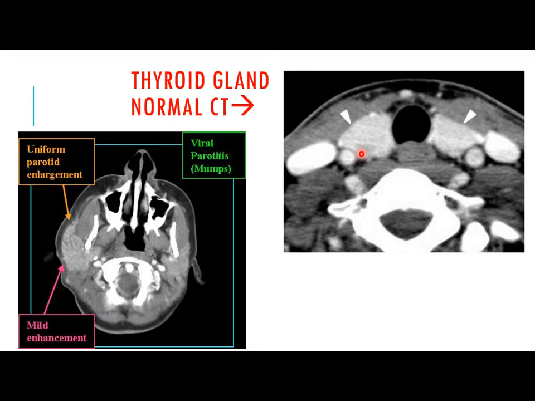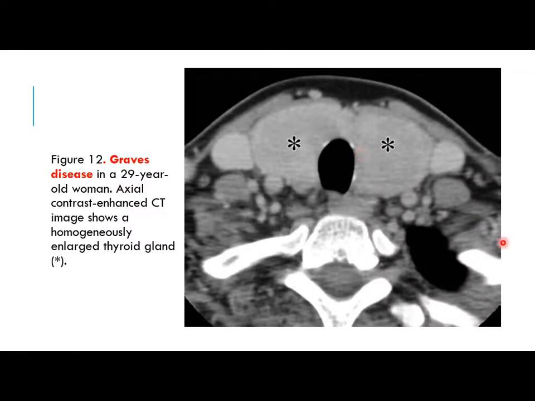For example, diffuse enlargement in case of the goiter, in which the thyroid gland will be homogeneously enlarged and homogeneously enhanced when we give contrast media, and underlying nodules will appear as hypoattenuating nodules. For example, this is a case of Graves' disease in a 29-year-old woman. In this contrast enhanced CT image, it shows a homogeneously enlarged thyroid gland. Graves' disease, as we know, is an autoimmune disease of the thyroid gland, in which there will be enlargement homogeneously bilaterally in the gland tissues.